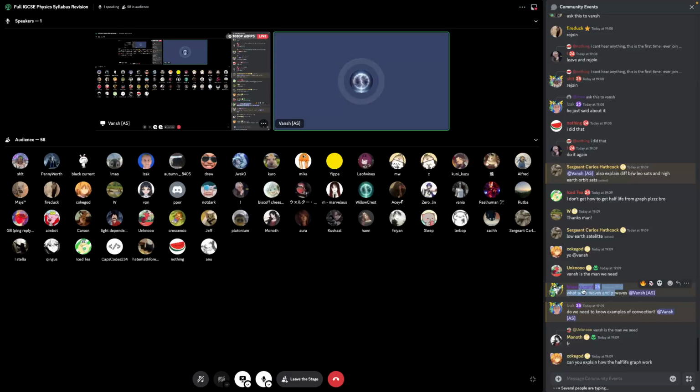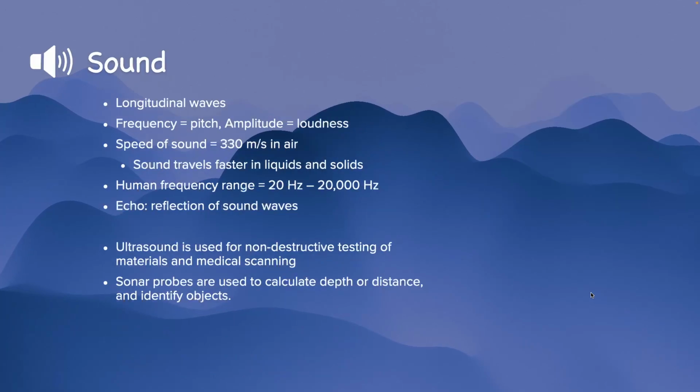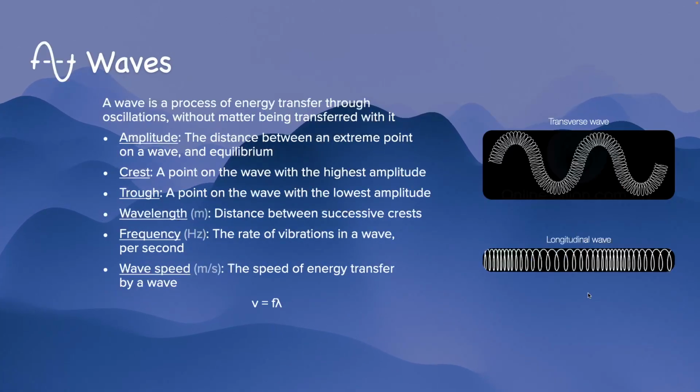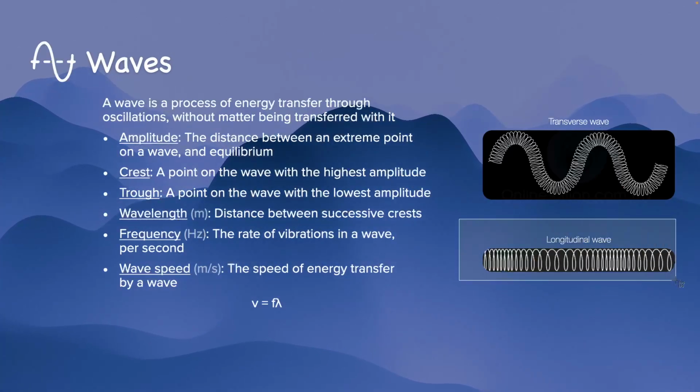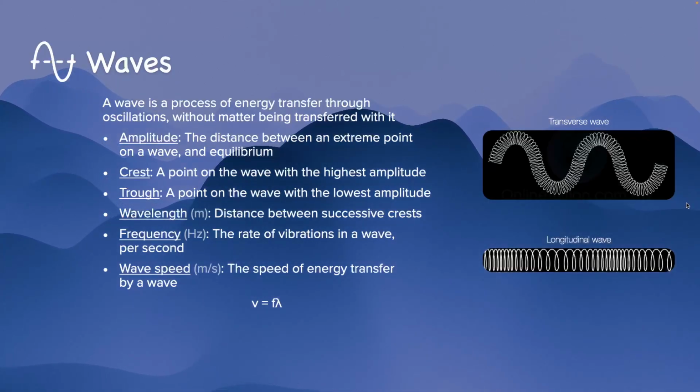S waves and P waves. So P waves, let me just show you. P waves are simply longitudinal waves, and S waves are your transverse waves. That's literally all there is to it.